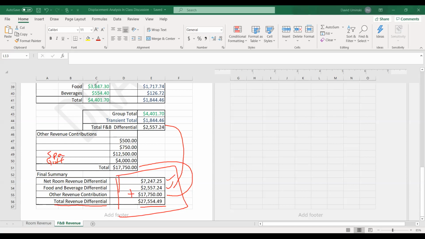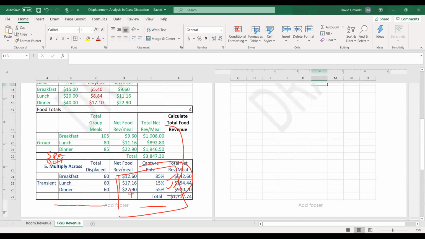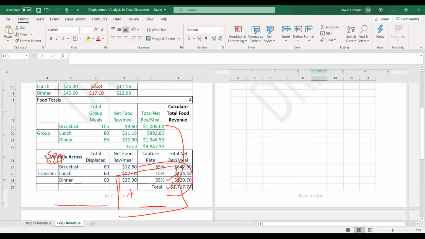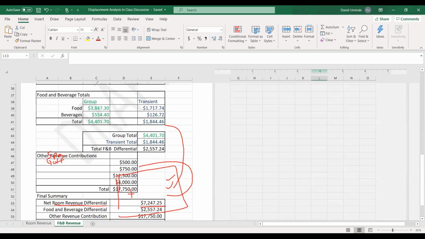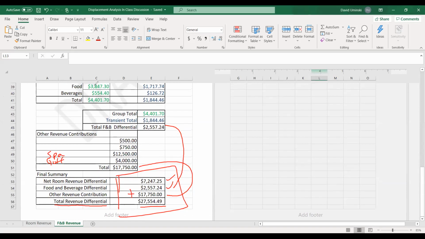Okay, and I'm guessing we're using the total revenue differential, that 27,554, towards our reasoning on taking that displacement of 150 guests. Exactly. Now, in this case, our total displaced was only 60. So if our total displaced is only 60 guests, would we consider taking this group if they're going to bring us an extra $27,000?